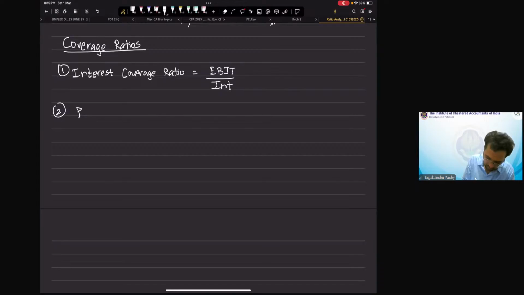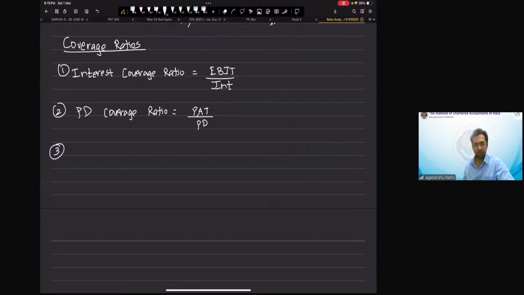Second is the preference dividend coverage ratio. The preference dividend coverage ratio is profit after tax upon preference dividend. This again tells us how many times of the preference dividend is your profit after tax, or how capable you are of paying your preference dividend.